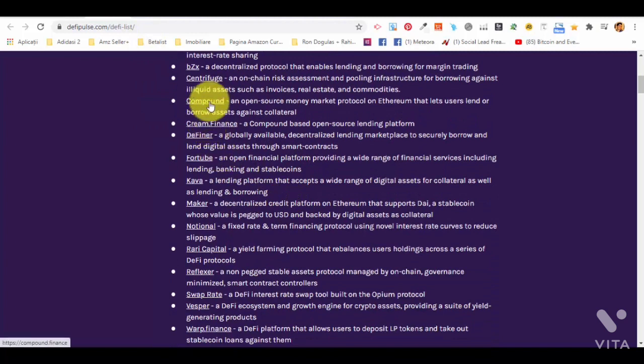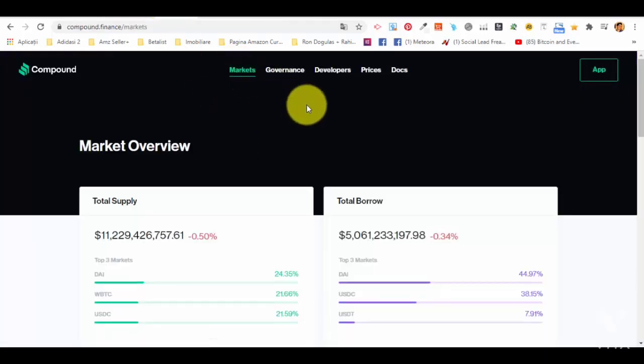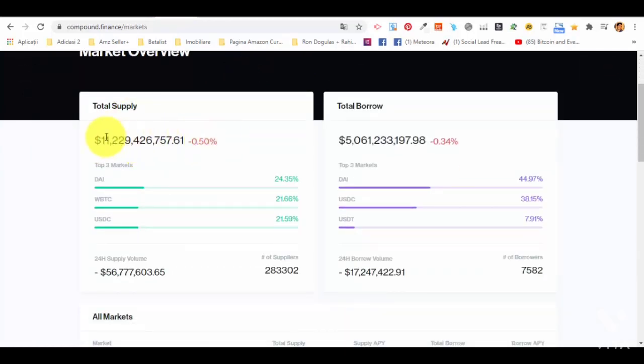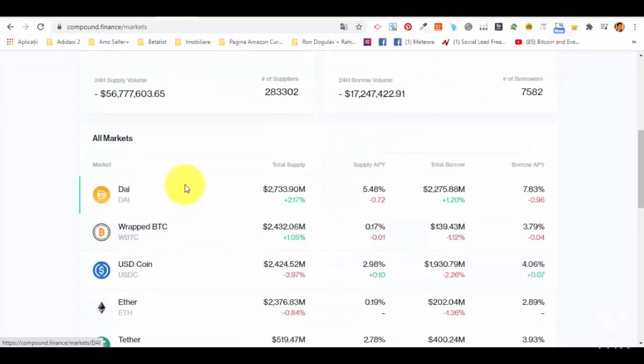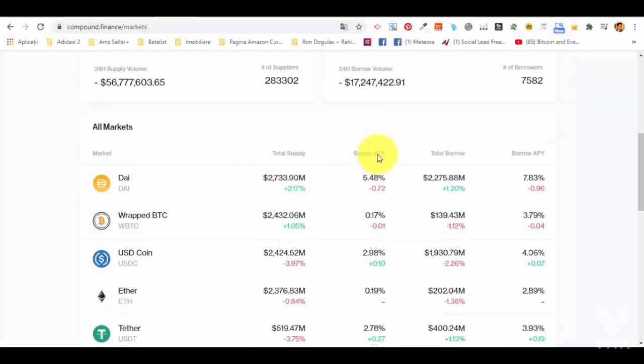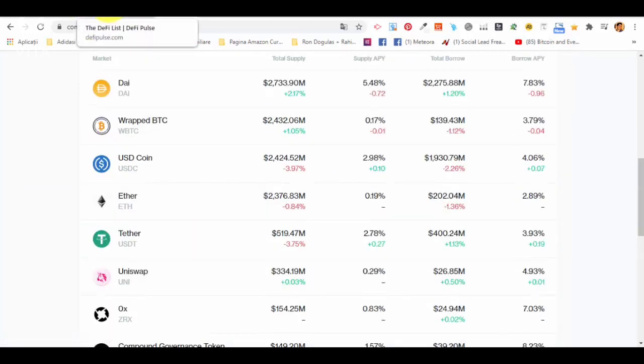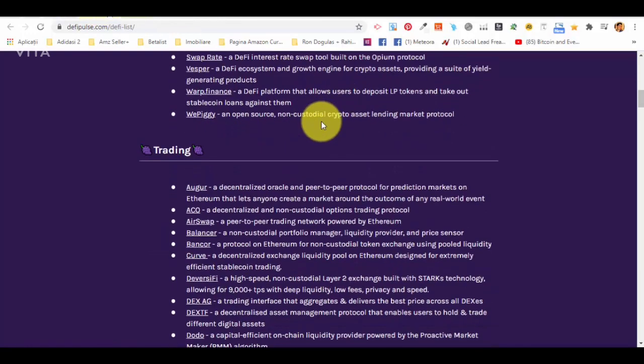Then let's go back. We also have Compound, which is, let's say, pretty popular. Total supply is 11 billion, if I'm not mistaken. Total borrowed so far is 5 billion. So there are more suppliers than borrowers, and you can see here the annual potential yield, or earnings. You can check this out and see if it's a good fit for you. Again, do your research. Let me go back to DeFi Pulse.